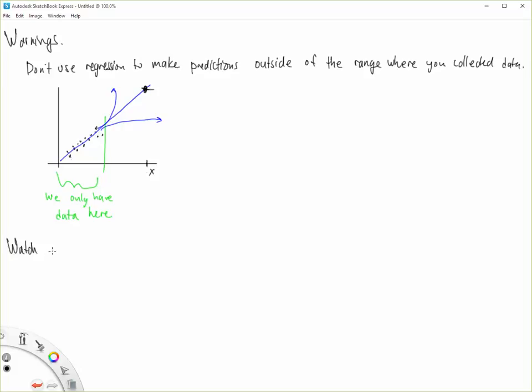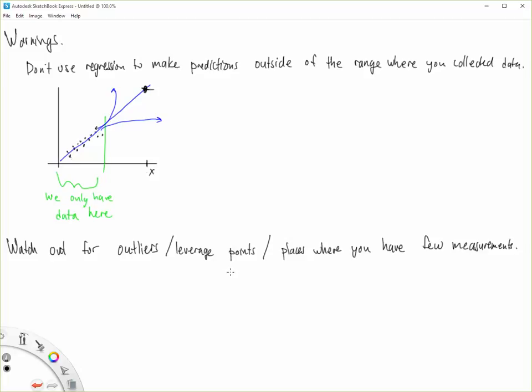Watch out also for outliers or leverage points, or places where you have very few measurements. So a leverage point is a data point that is far away, when it comes to the x value, from the other data points you have collected.